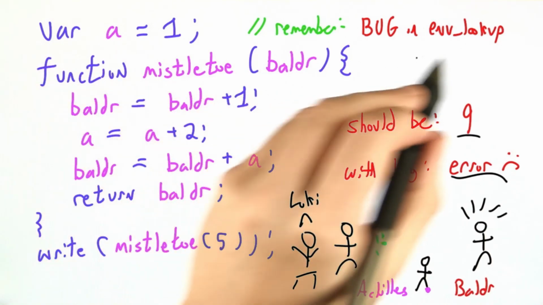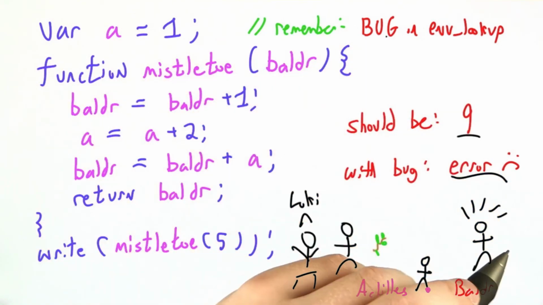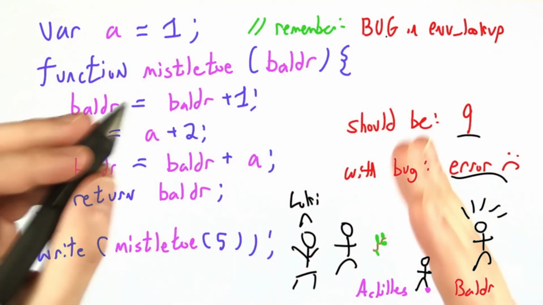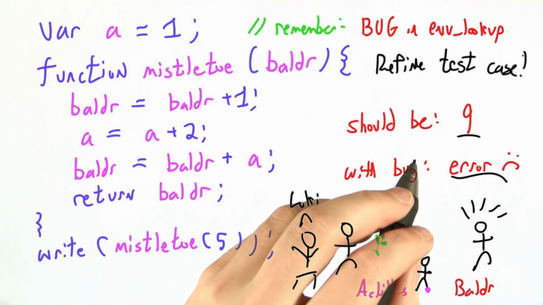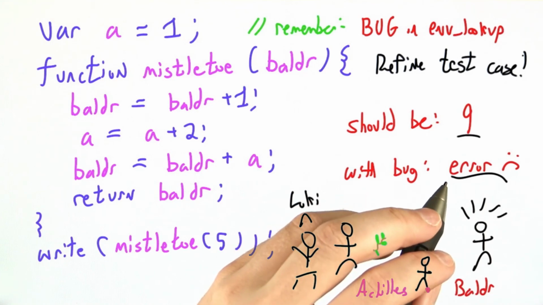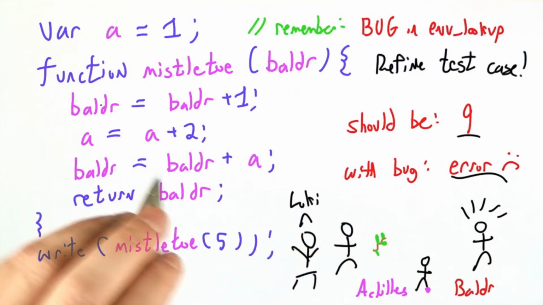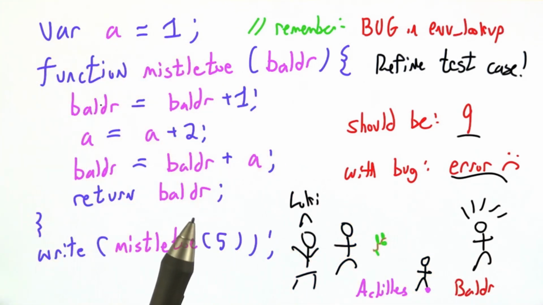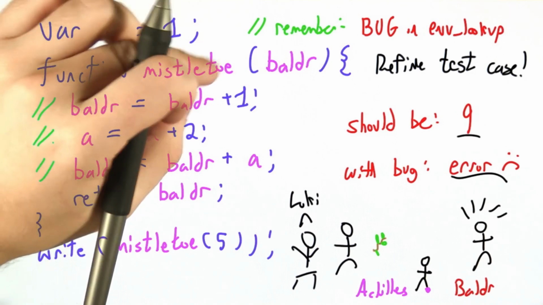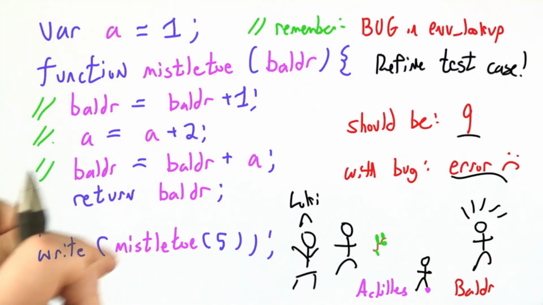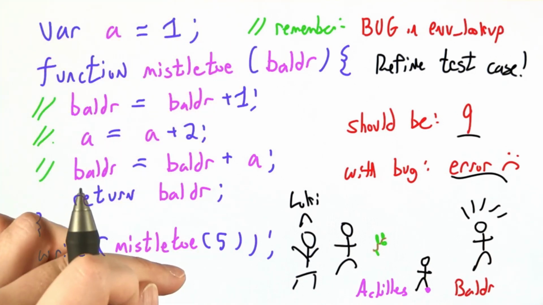Let's say we don't know where the bug is. We don't know it's an environment lookup. What can we do to refine this test case so that it more closely points to exactly what's going on? Well, a common approach is actually just to comment out lines in your test case and see if it still breaks. For example, if I comment out these 3 lines in my test case so that mistletoe just returns Balder, we expect to write 5, and we will.